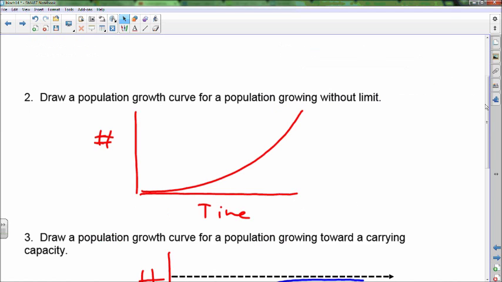Okay, for number two, this graph shows a curve for a population growing without limit. It's an exponential growth. It doubles and doubles. There's nothing to stop it. It's just going to keep getting bigger and bigger.